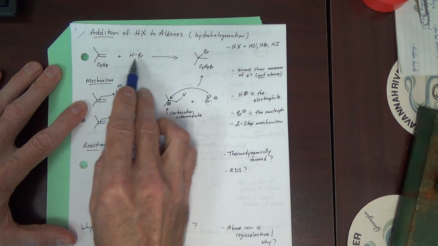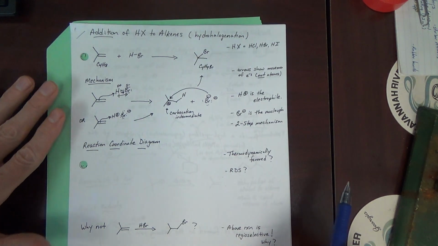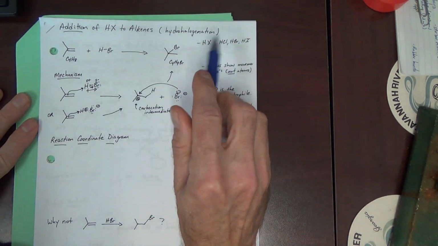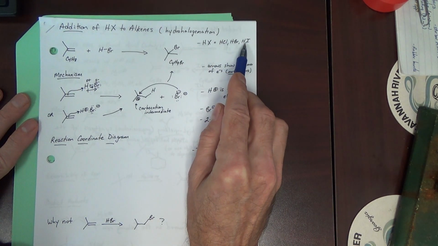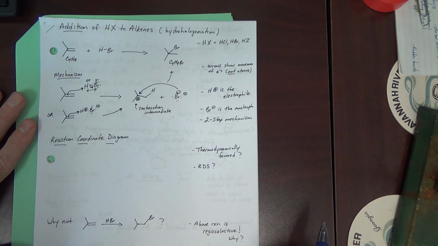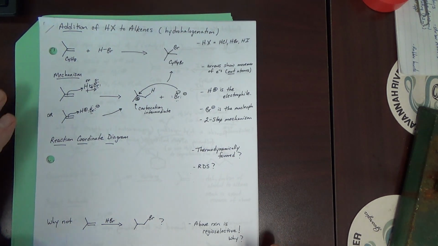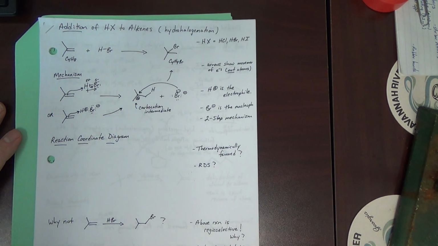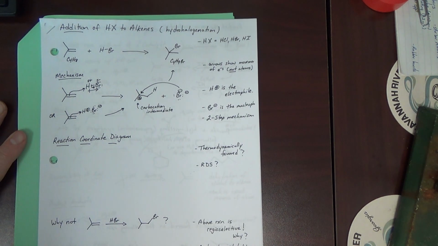Addition of HX is a common reaction of alkenes. Typically either HCl, HBr, or HI. Typically not HF, because F- tends to be a very poor nucleophile. Now I'm not going to explain every term the first time we use it, but we will need to more and more understand what we mean by nucleophile, electrophile, and other various terms.